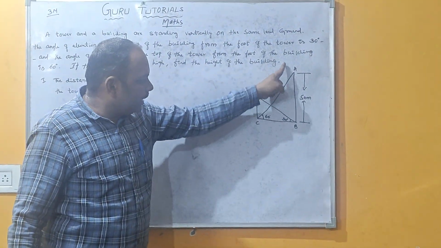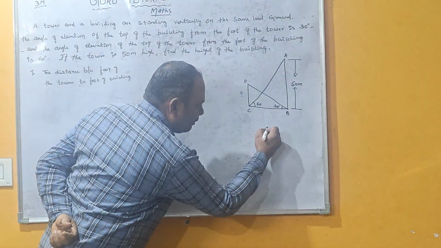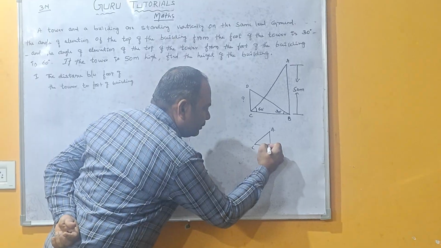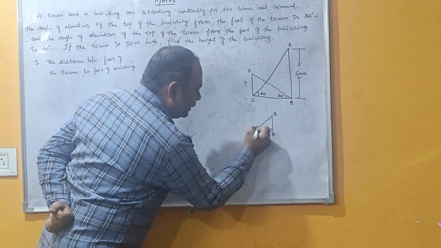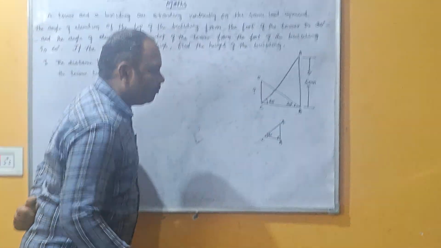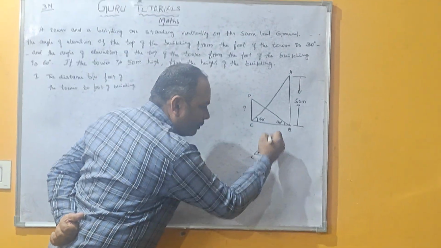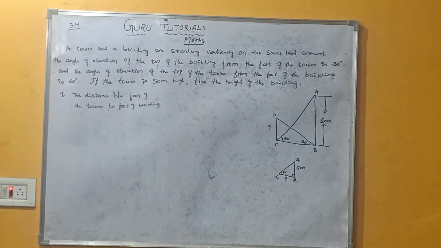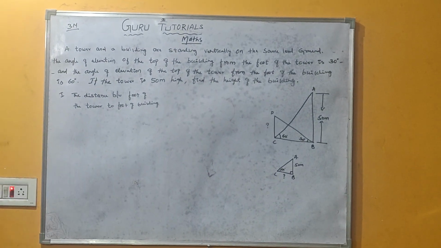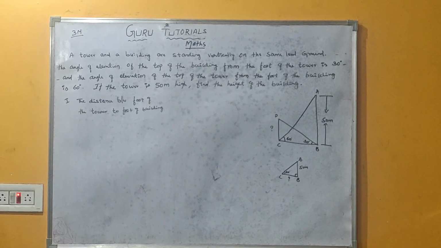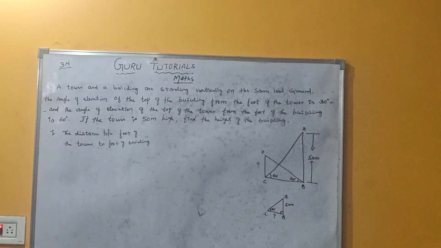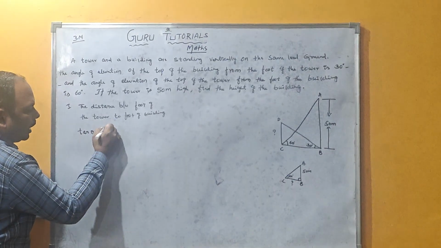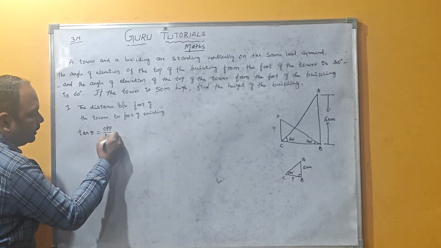So let me take triangle ABC only. In triangle ABC, angle B is the right angle. Angle C is theta, that is 60 degrees. I know this is 50 meters, the opposite side. I have to find out the adjacent side first. Opposite and adjacent means which form do we go to? Tan form. So in the first step, tan theta is equal to opposite by adjacent.